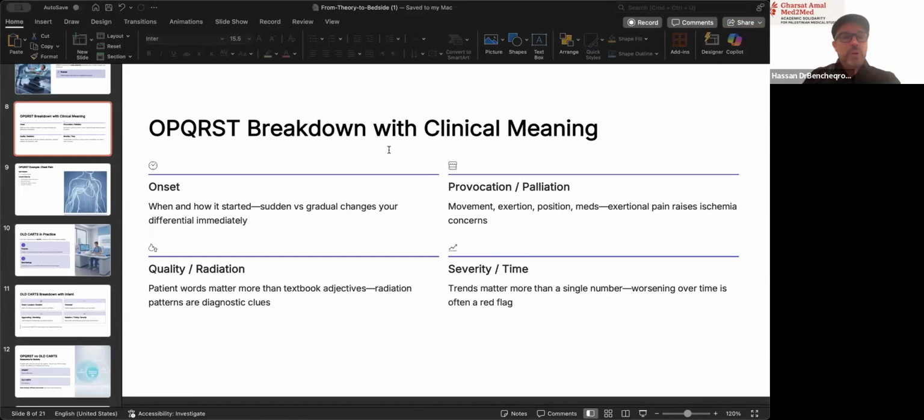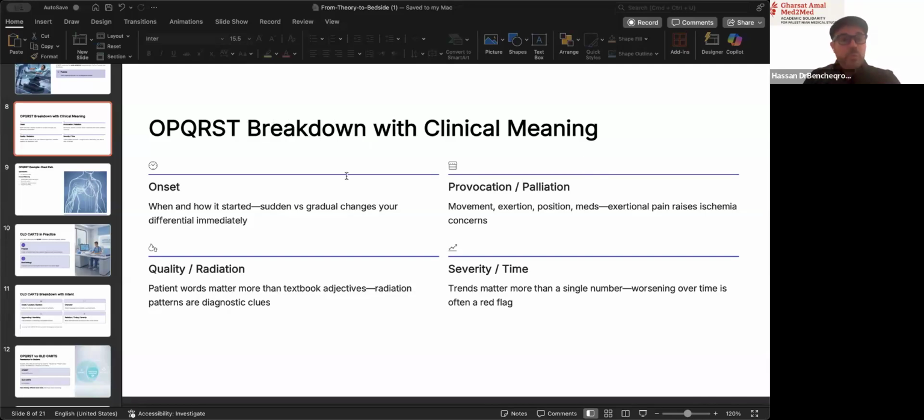The next one is provocation and palliation. It gets worse when I turn my head to the left and look down. It feels a little better if I rest or use a warm towel. The anti-inflammatory helps a little bit. That means it's a movement-related pain and it suggests musculoskeletal origin. Relief with heat and an anti-inflammatory supports this.